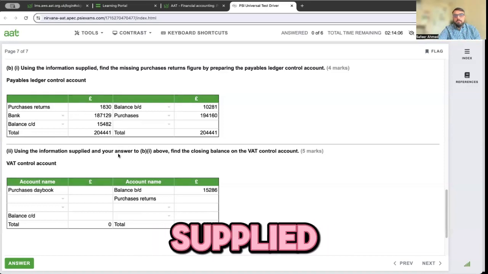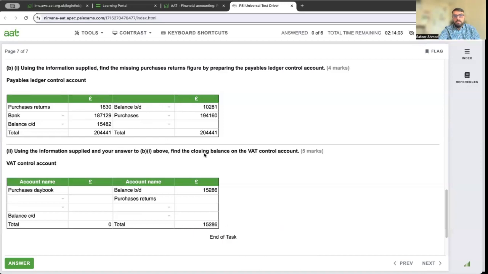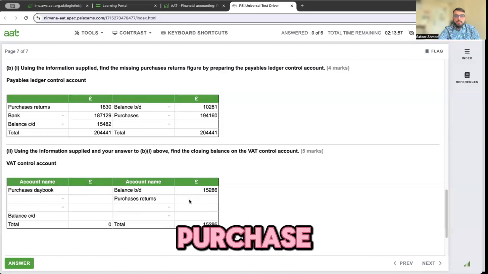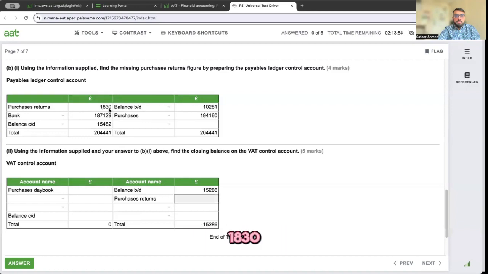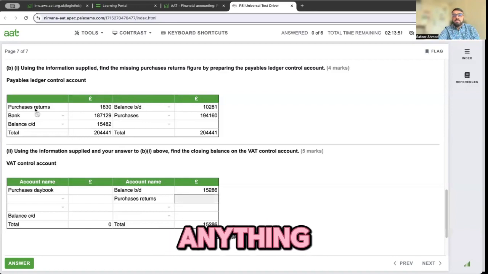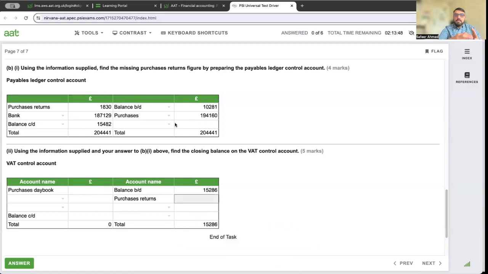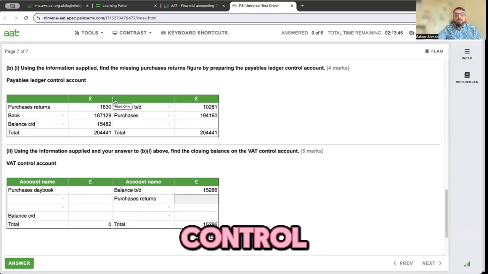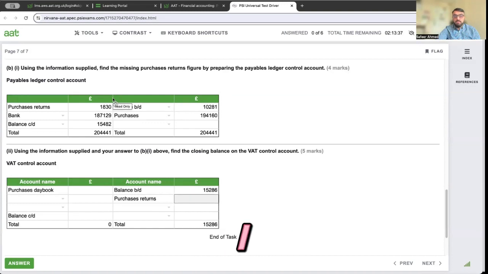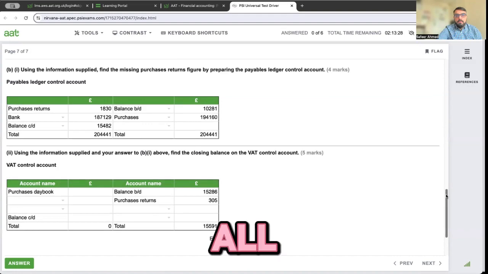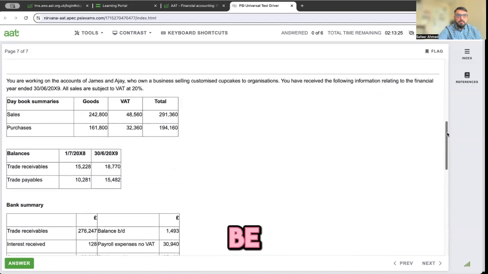Now, using the information supplied and your answer to B, find the closing balance on the VAT control account. Now remember that this purchase return of 1,830, anything that is part of your purchase ledger control account and sales ledger control account, these are your gross amounts, your total amounts. So remember how you calculate VAT on a gross amount: 1,830 divided by 6, which gives you 305. There we go. And then all of the other VATs we will be including there.